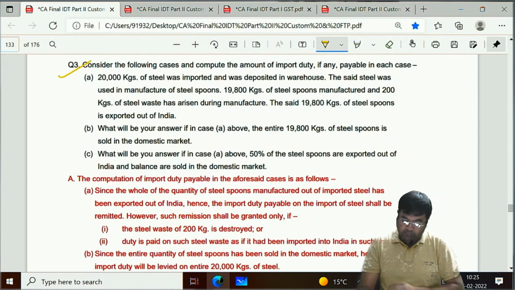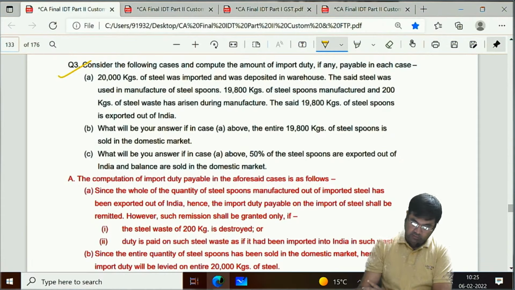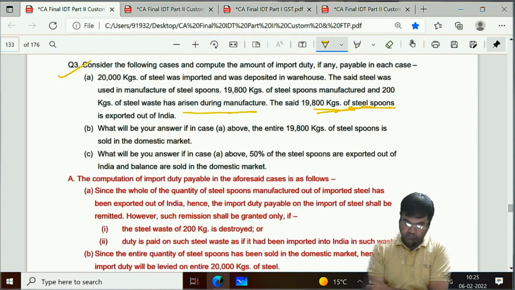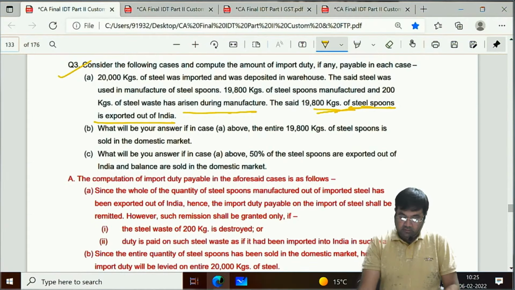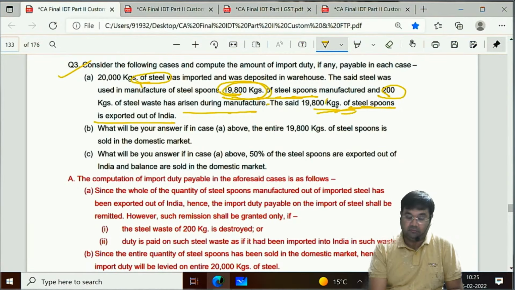Question 3. Consider the following cases and compute the amount of import duty, if any, payable in such case. Steel used in manufacture of steel spoons, 19,800 kg of steel spoon manufactured and 200 kg of steel waste has arisen during manufacturing. The said 19,800 kg of steel spoon is exported out of India. So basically whatever steel they imported, they made 19,800 kg of steel spoon. Okay, so 200 kg is waste, and this 19,800 is exported back. Okay, so 200 kg they can destroy.